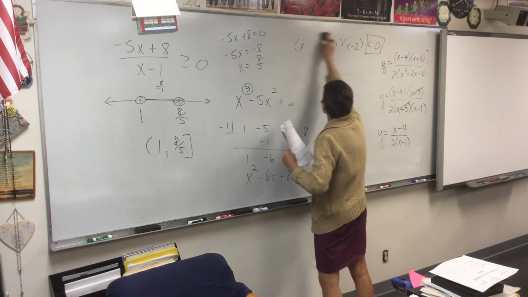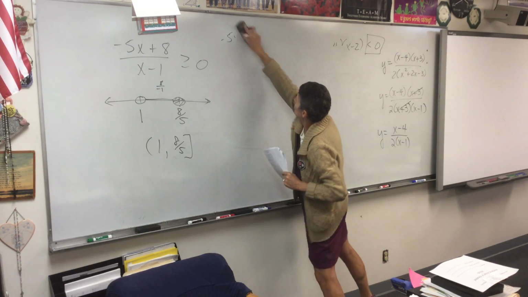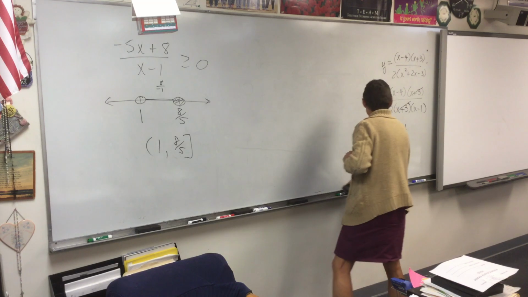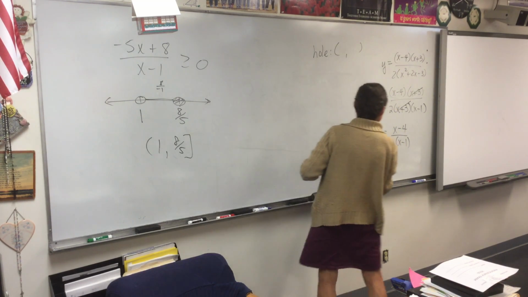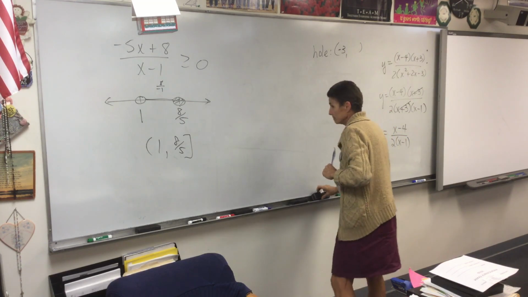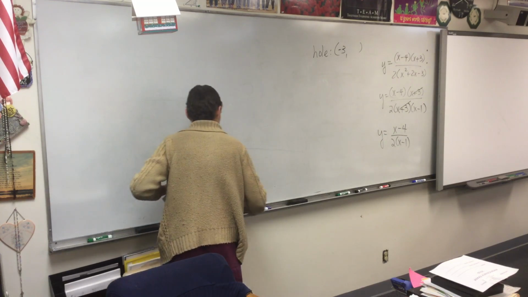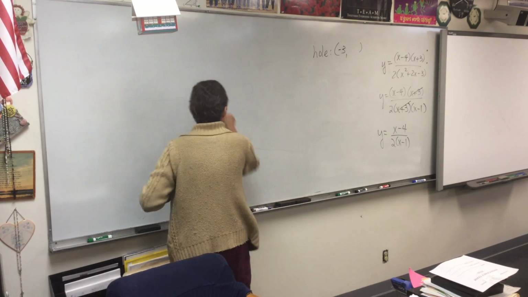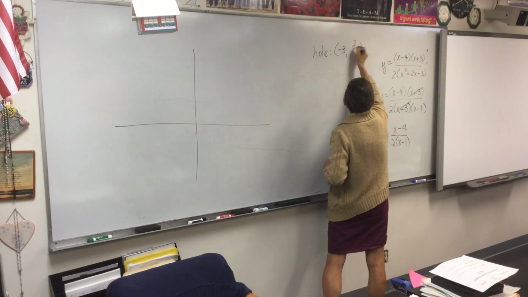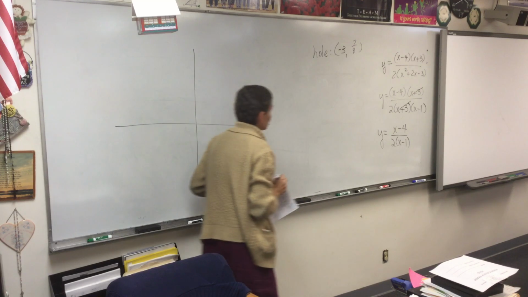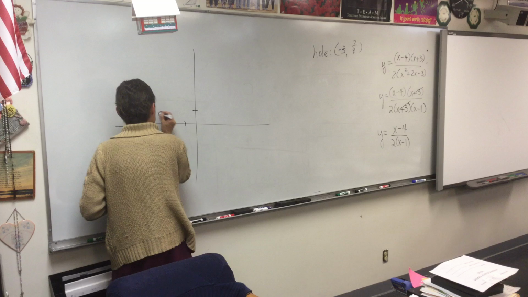And I'm going to have a hole. And where is the hole going to be? I'm going to have a hole at whatever factor I canceled out, which was -3. Now I need to plot it. So what will be my y coordinate? What is it? Somebody confirm that. Is it 7/8? Yeah. So I'm going to go ahead and plot that, -3, 7/8.